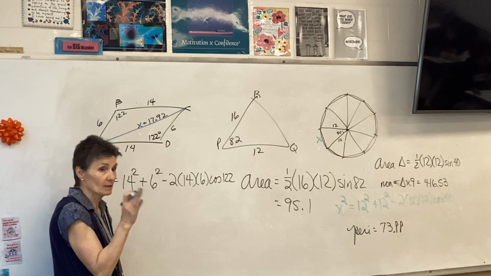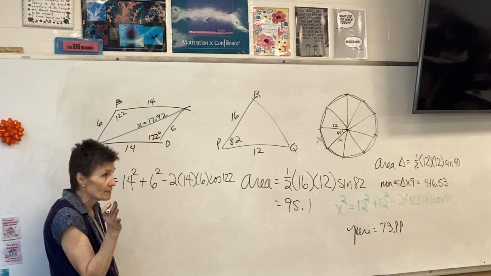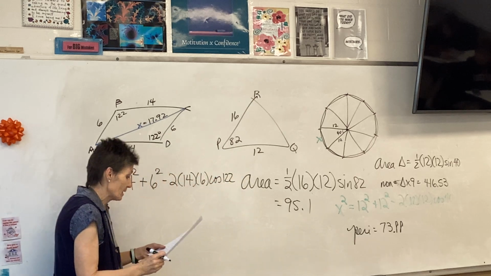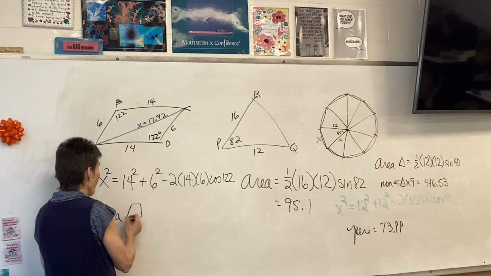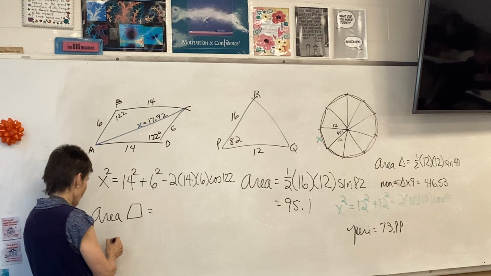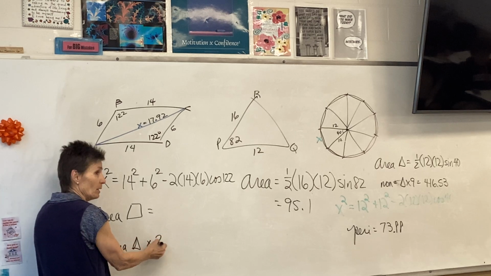When you're finding a length, you're either doing law of sines or law of cosines, whatever fits. Now we do area. We're finding the area of the whole parallelogram. You find the area of one triangle and then double it.